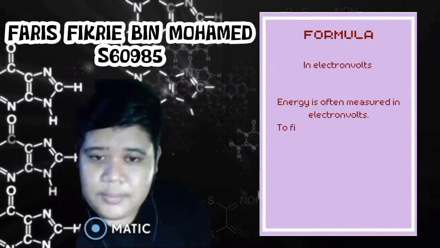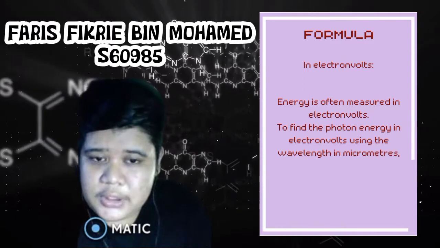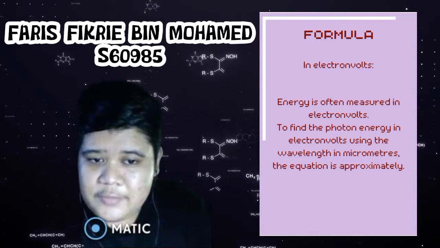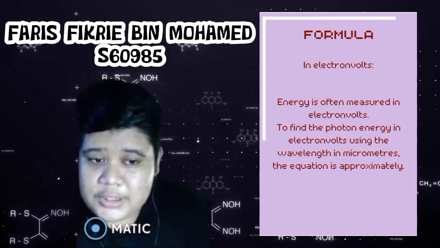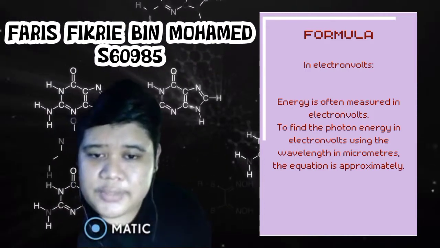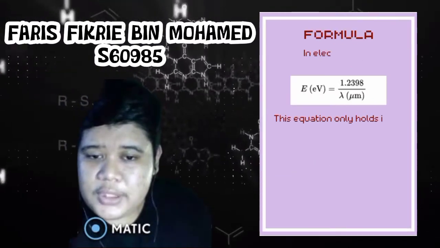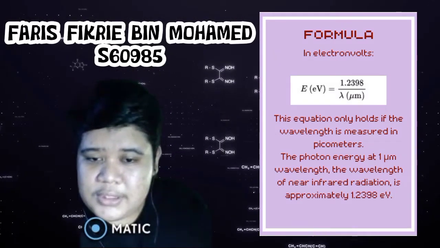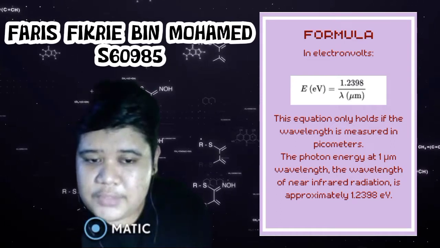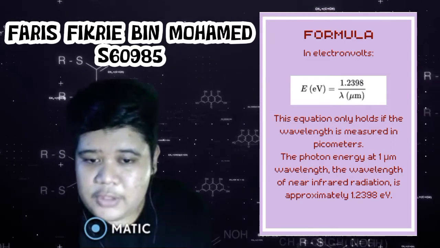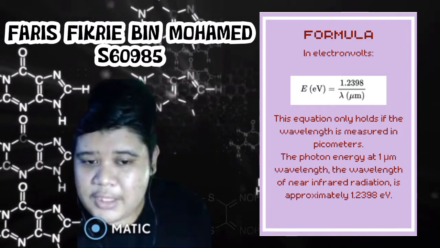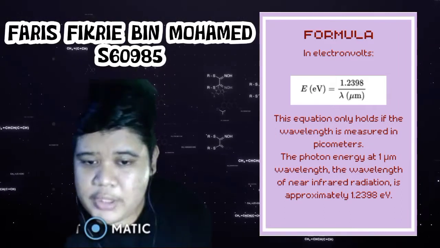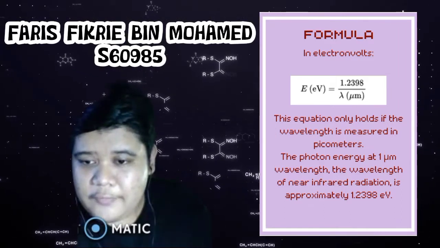Energy is often measured in electron volts. To find the photon energy in electron volts using the wavelength in micrometers, the equation is approximately E equals 1.2398 over lambda, where lambda is in micrometers. The equation only holds if the wavelength is measured in micrometers. The photon energy at a 1 micrometer wavelength, which is the wavelength of near-infrared radiation, is approximately 1.2398 electron volts.